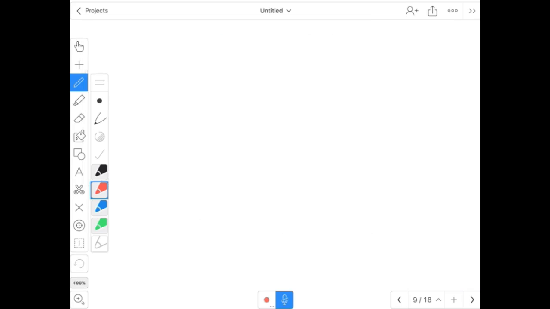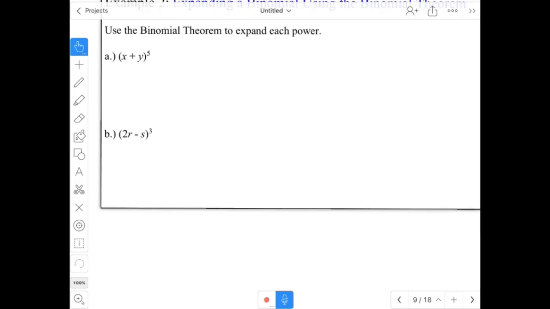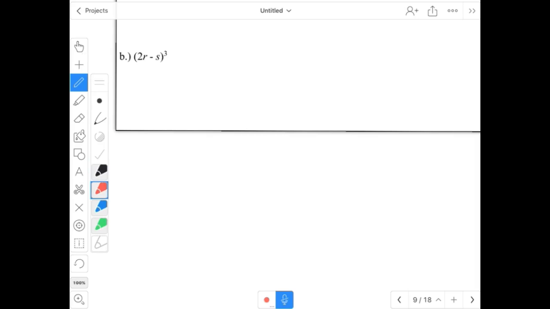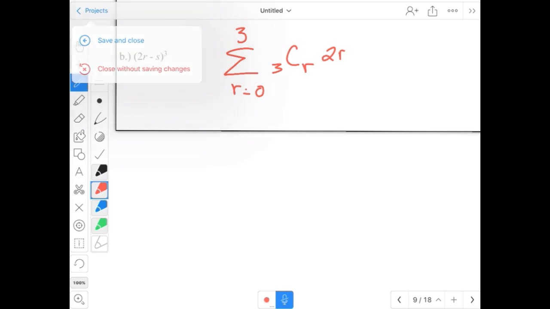So we'll do one more because it's a little bit trickier of an example, and then that'll be the end of it today, and we'll finish the lesson up the next time. So this is to the third power. So if this was in sigma notation, we would have r equals 0 again, and then that's going to go up to 3. We're going to have a 3 combination of r, and this will be 2r to the 3 minus r, and it's going to be a negative s to the r.